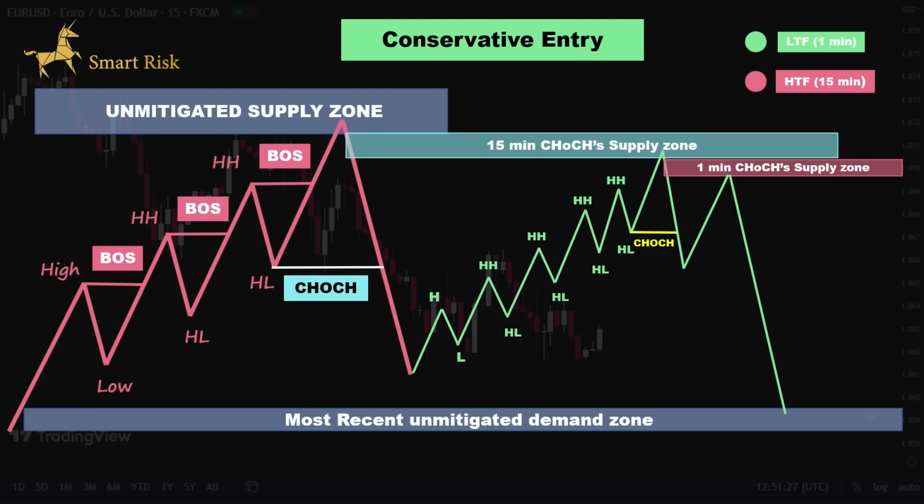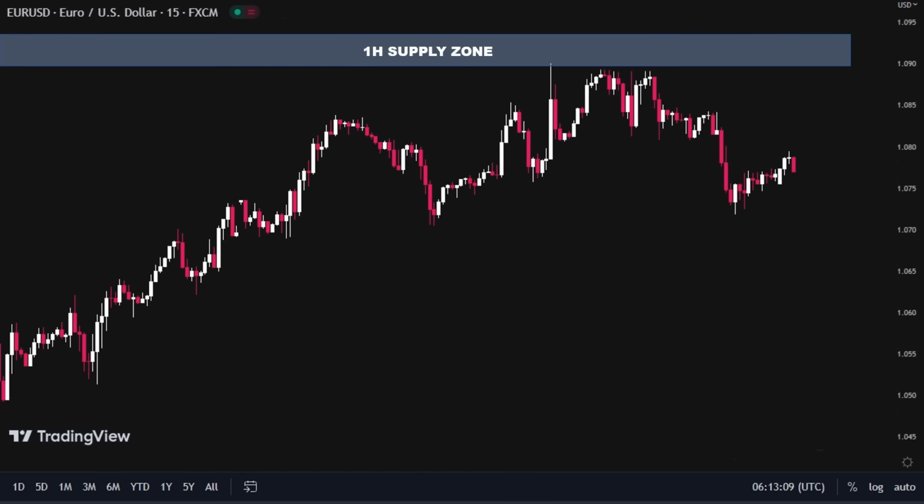Compared to the aggressive entry type, the advantages of this type of entry are that this model has more confirmation setups and provides lower risk exposure by providing a minor stop loss and a higher reward to risk ratio. Let's go ahead and see a real example.